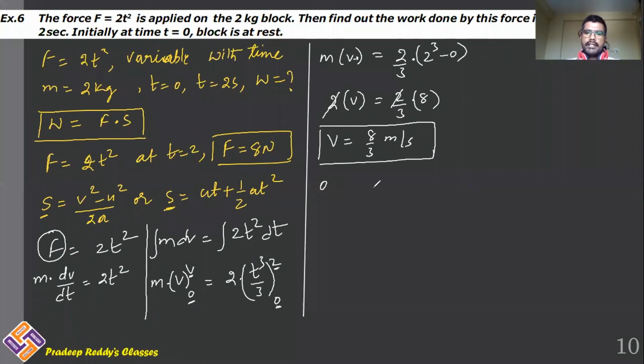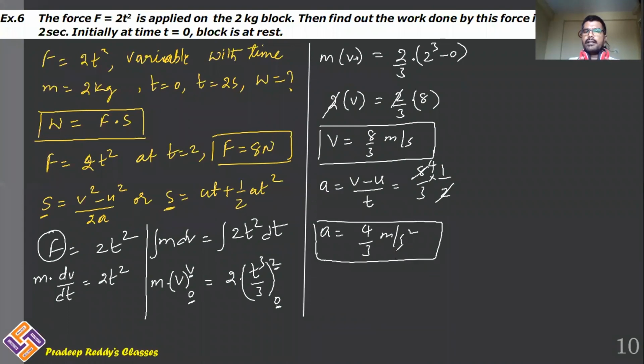What is the formula for acceleration? A is equal to v minus u by t. What is v? 8 by 3, and u is 0. So 8 by 3 minus 0 divided by t. T is 2 seconds. Acceleration is equal to 4 by 3 meter per second square. Acceleration we have calculated. So after calculating acceleration, take this and substitute in the S equation.